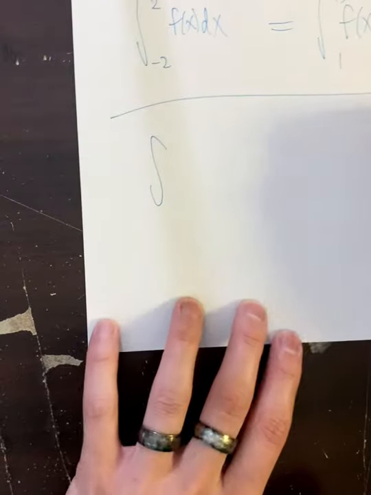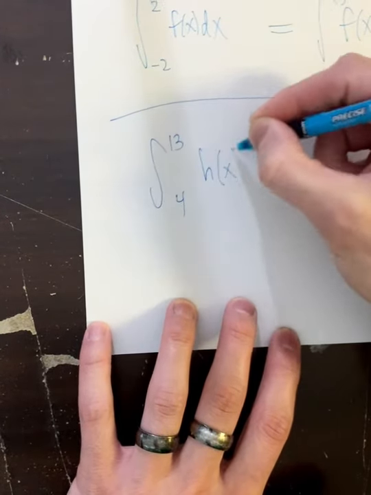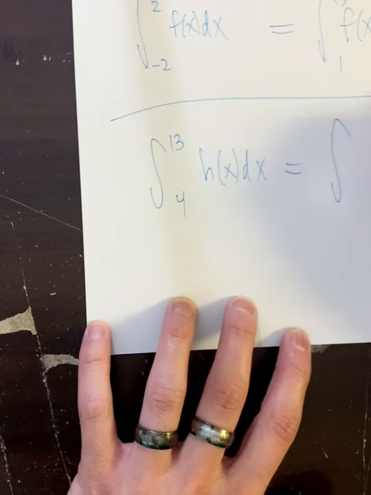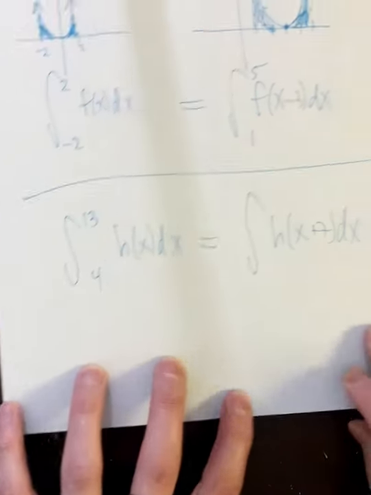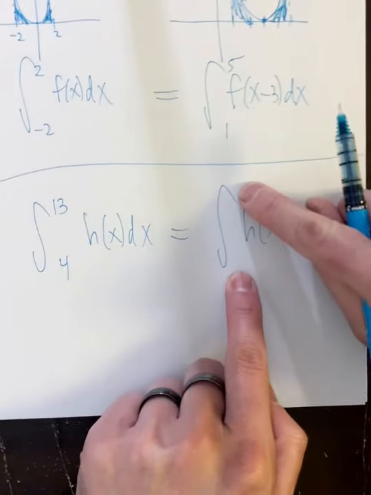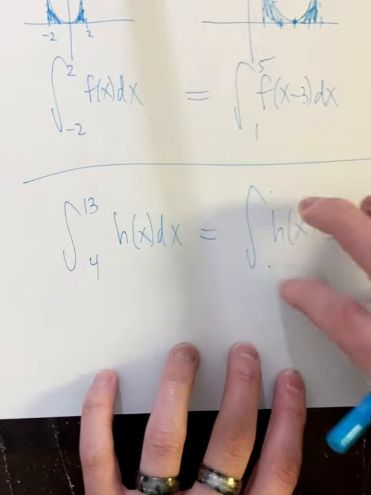Let's say you had the integral, let's say like 4 to 13, I'm just making this up, of h of x dx. And this is supposed to equal the integral of h of, let's say, x plus 7 dx. So my question to you is, what goes here? If this is supposed to equal that, then what should be these limits of integration?